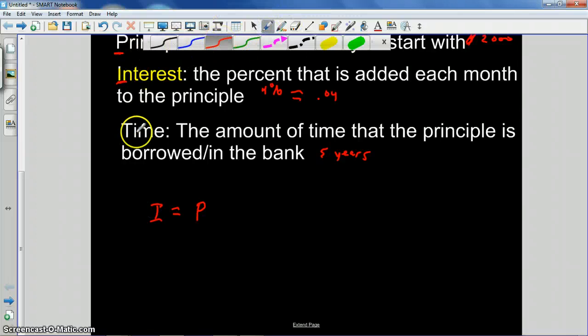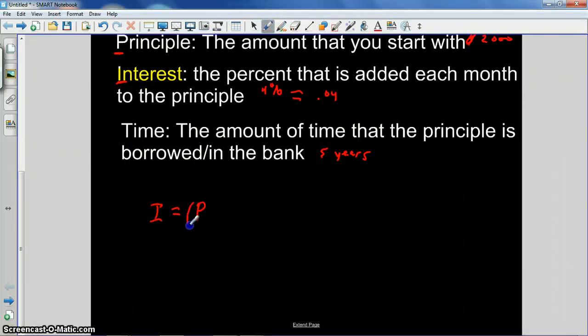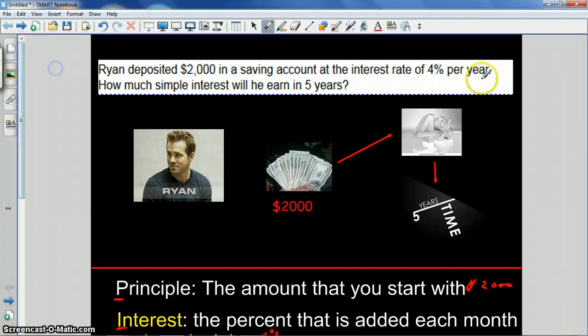So interest is I equals the principal. And the first thing we got to do is multiply it by the interest per month, the interest rate. That should maybe be interest rate. So to find our total interest, we're going to multiply the principal times the monthly interest, or the yearly interest in this case. But that just gives us the interest for one, let's see, this problem's years, so for 1 year.